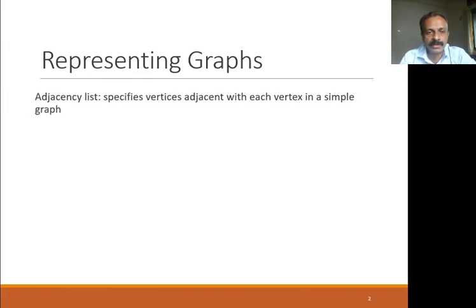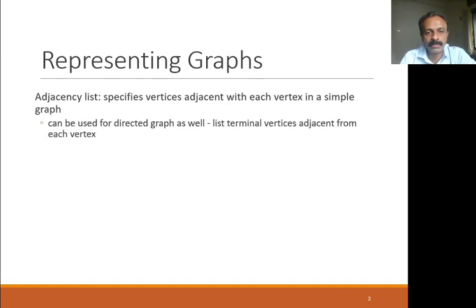For representing graphs, first we discuss the adjacency list, that specifies the vertices adjacent with each vertex in a simple graph. It can be used for a directed graph as well, as a list with terminal vertices adjacent from each vertex.